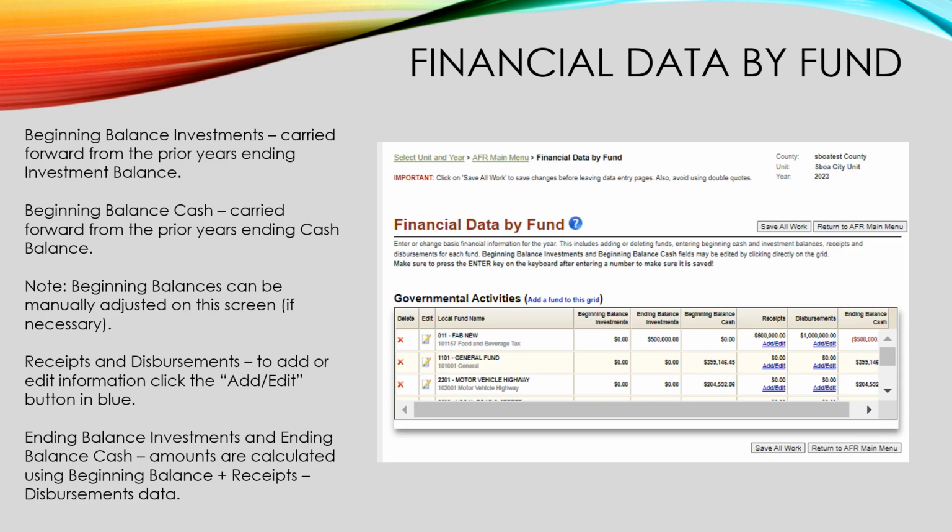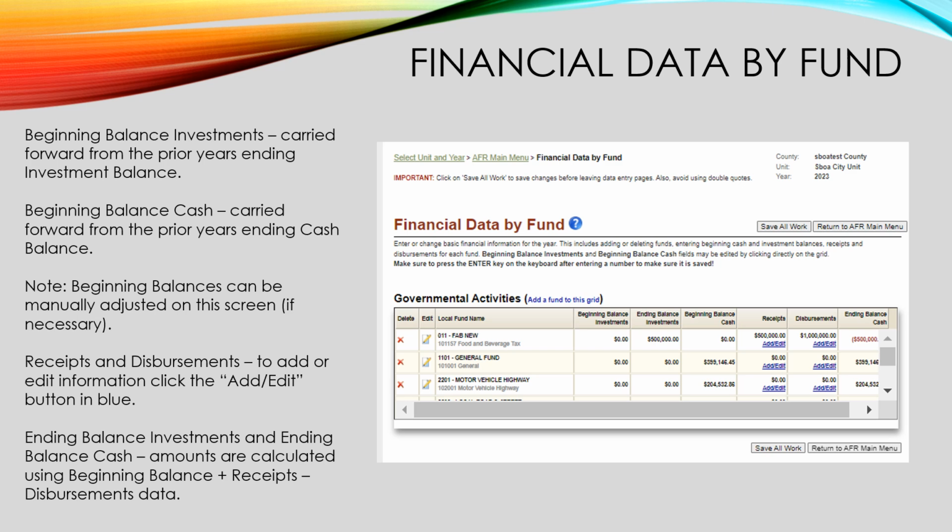This is the Financial Data by Fund entry screen. It is the source of the body of your financial statement. It's important that the information entered here agrees with your ledger and includes receipts and disbursements from all sources for your unit. This is where you will enter all fund activity manually. We'll discuss the upload option later.